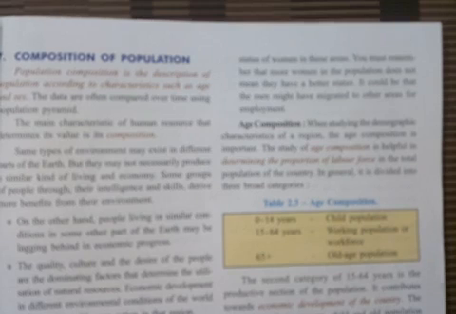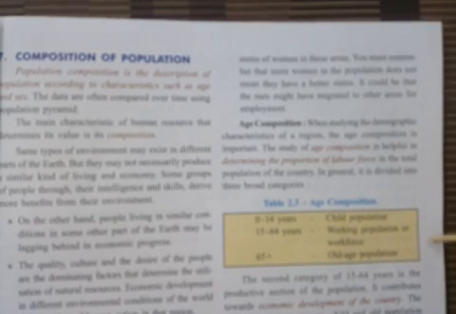Another thing is the age composition. Now I told you the age-wise composition of the population is called age composition. Usually this age composition can be done in different ways, for example 0 to 5, then 5 to 10, then 10 to 15, and so on. The major classification, as I showed you in this figure, is done in three categories: 0 to 14, 15 to 64, and 65 plus.